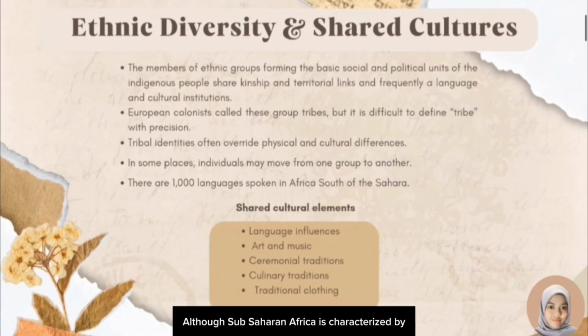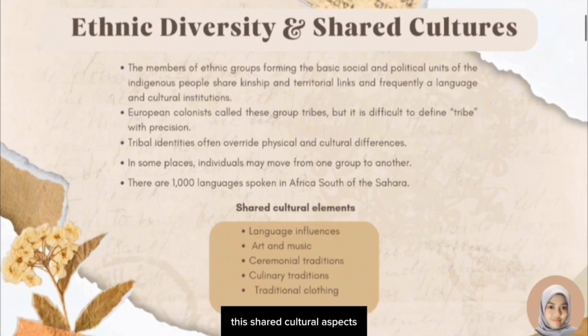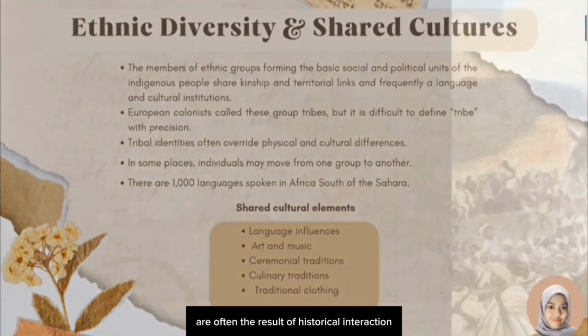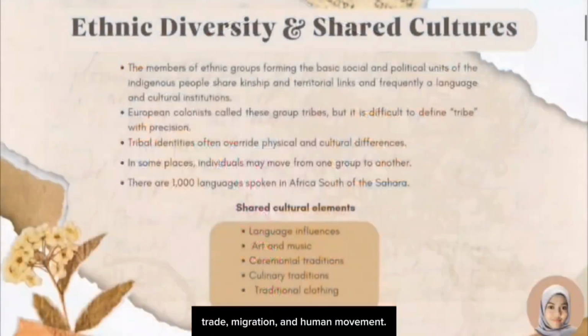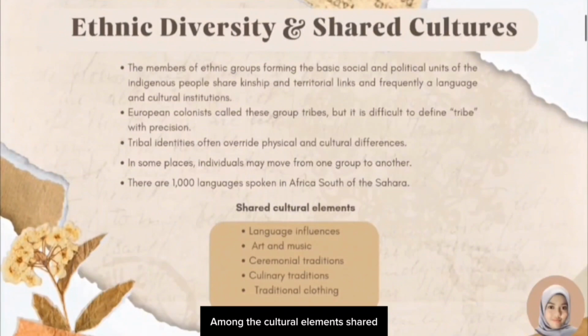Although sub-Saharan Africa is characterized by its rich ethnic and cultural diversity, there are also shared cultural elements and cross-cultural influences that have developed over the centuries. These shared cultural aspects are often the result of historical interaction, trade, migration, and human movement. Among the cultural elements shared in this region are language differences, art and music, ceremonial traditions, culinary traditions, and traditional clothing.